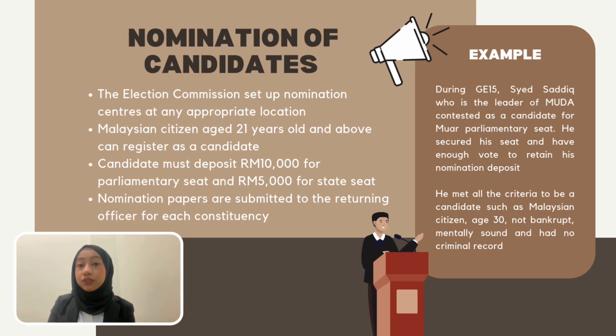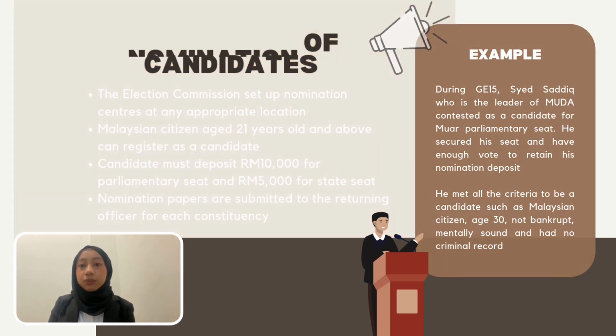For example, during the 15th Malaysia general election, Syed Saddiq, who is the leader of MUDA, contested as the candidate for the Muar parliamentary seat. He secured his seat and had enough votes to retain his nomination deposit. Other than that, he also met all the criteria to be a candidate, such as being a Malaysian citizen who is 30 years old, not bankrupt, mentally sound and having no criminal record.